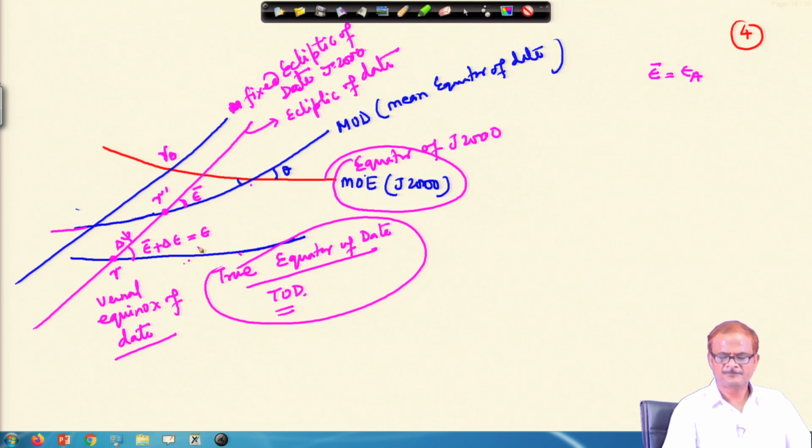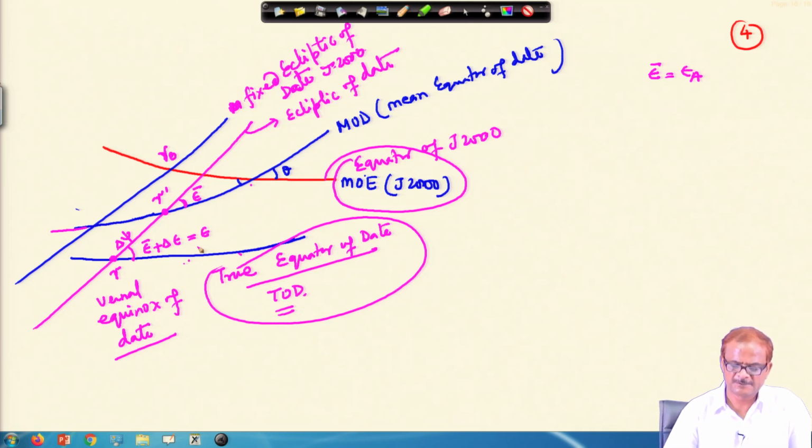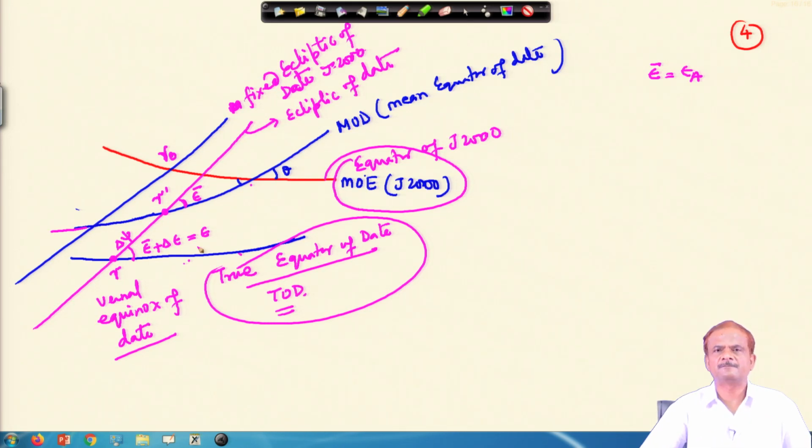Once this is done, we are ready to go into the terrestrial frame. So, today we wind up here, and next time we will take up the terrestrial reference frame, how to go up to that place, and thereafter we will come to the orbit determination part. Thank you very much.